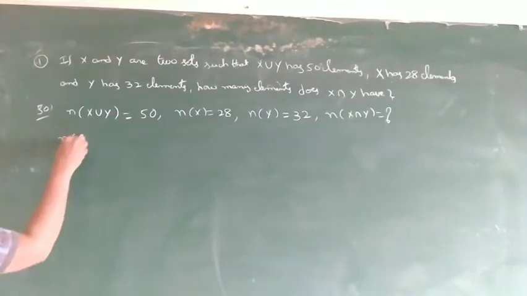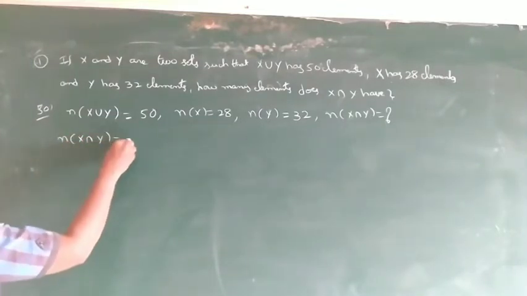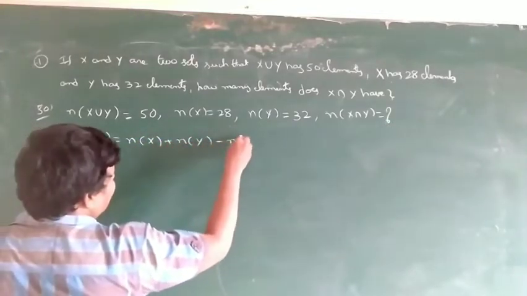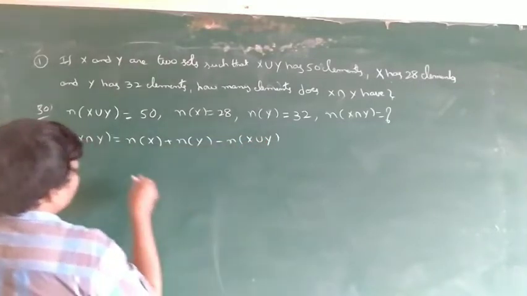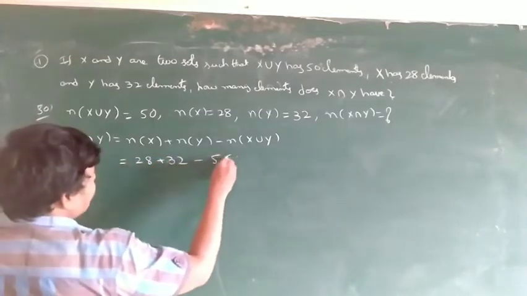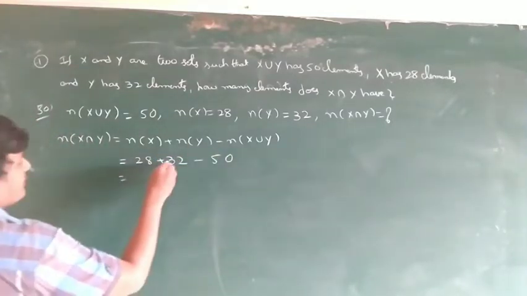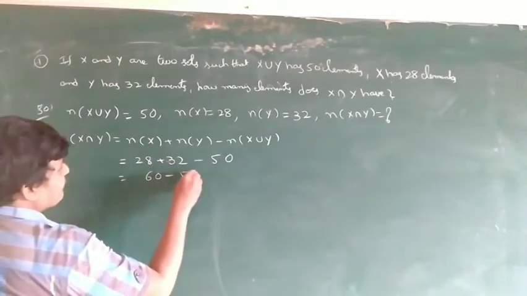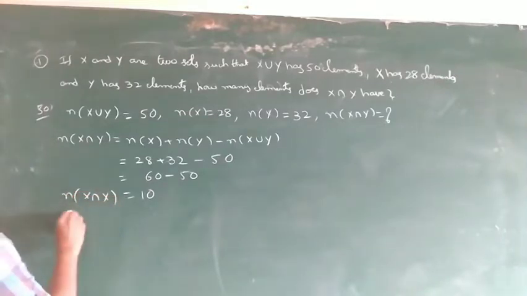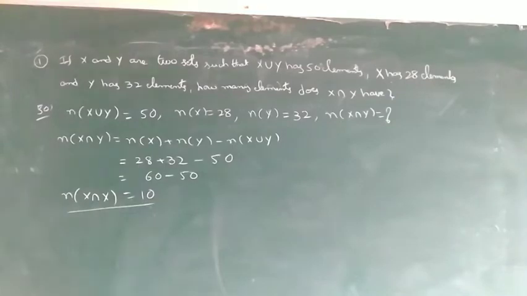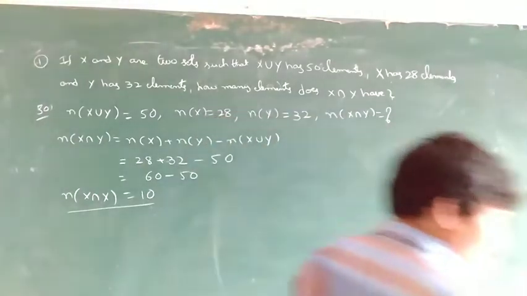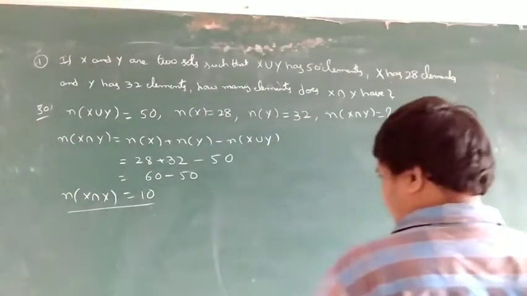Direct formula: n of X intersection Y is equal to, what is the formula? n of X plus n of Y minus n of X union Y. n of X is 28 plus n of Y is 32 minus 50. So 60 minus 50 is equal to 10. So the number of elements in X intersection Y is 10 elements. Okay, this is one of the simplest methods. This is the first type.